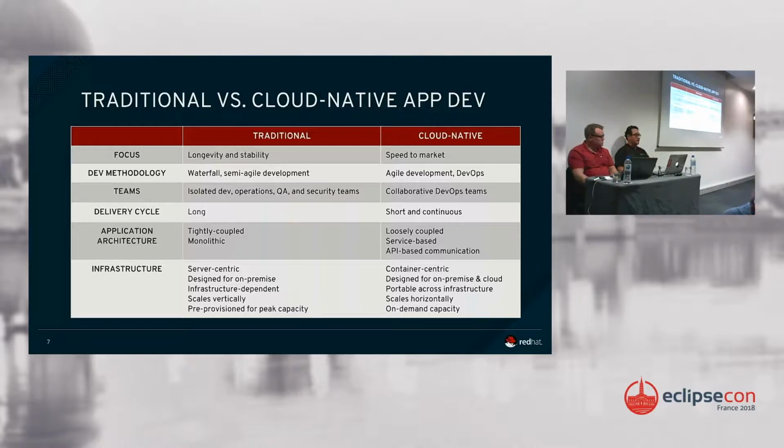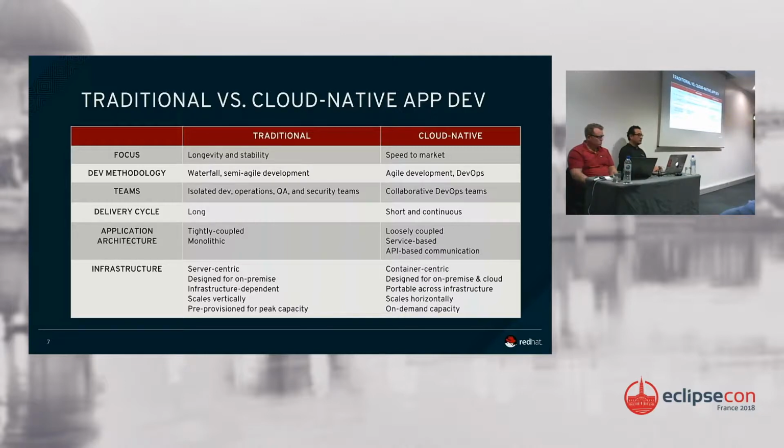And when it comes to infrastructure, traditional is usually server-centric. It's designed for on-premise. It depends on the infrastructure, scales vertically, and you have to pre-provision for peak capacity. And when it comes to cloud-native, it's usually container-centric. It's designed for on-premise and cloud. It's portable across infrastructures, whether it's on-premise or cloud. Scales horizontally, and it responds well to on-demand capacity.